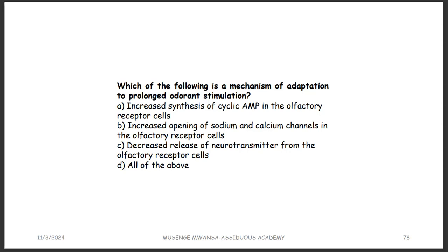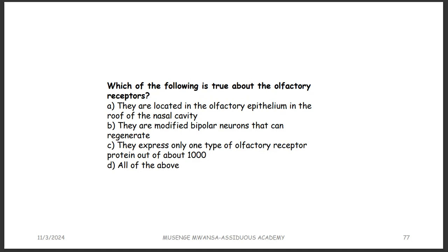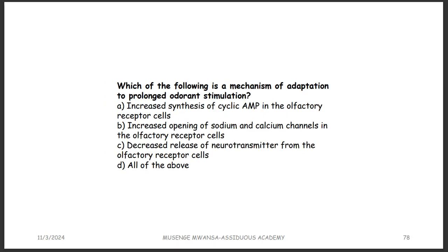Okay. Which of the following is a mechanism of adaptation to prolonged odorant stimulation? Imagine you go into a room where your special person is cooking chicken. When you stay in that room for 10, 15, 20, 40 minutes, you stop smelling the chicken. So you have adapted. What causes that? Increased synthesis of cyclic adenosine monophosphate, increased opening of sodium and calcium channels in the olfactory receptor cells, decreased release of neurotransmitter from the olfactory receptor cell, or all of the above.